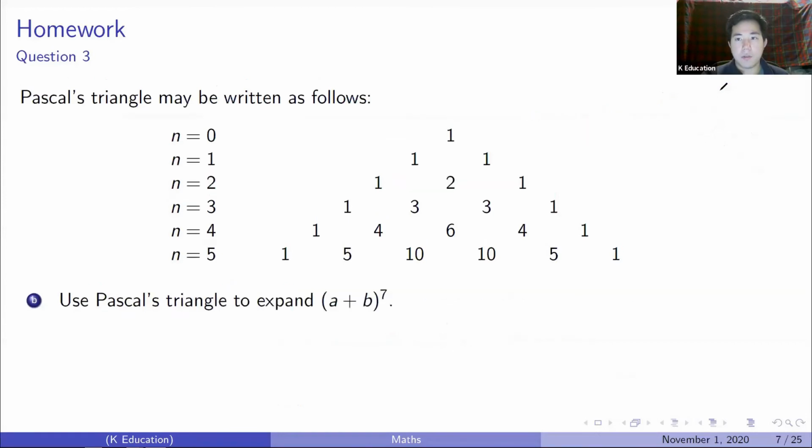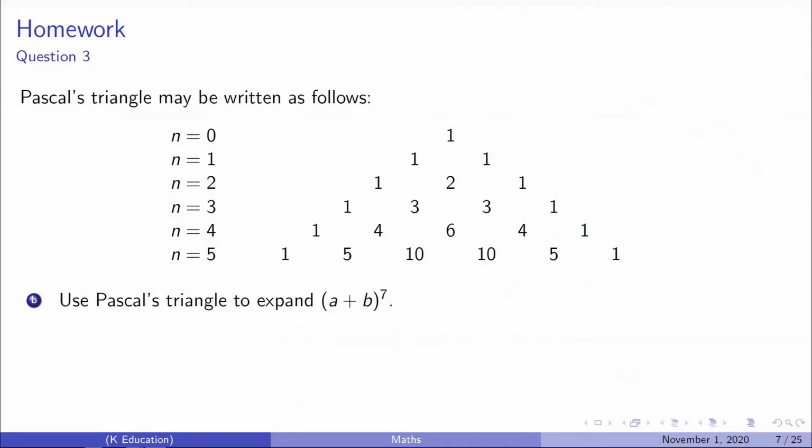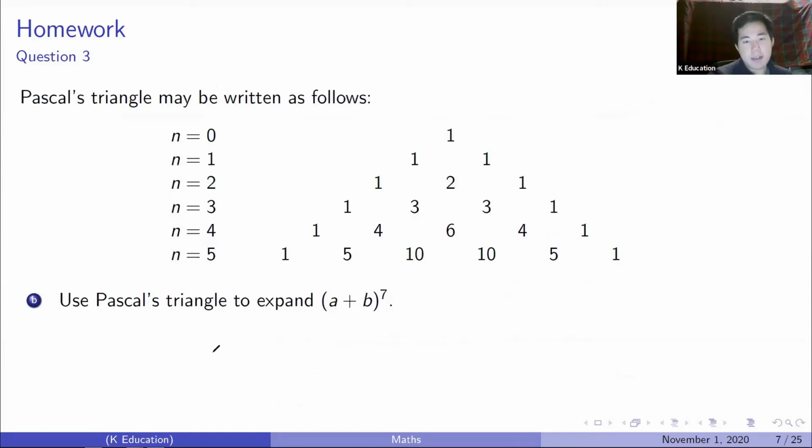So for part B, Audrey, how do you expand a plus b to the power of 7? Do you do a to the 7 plus b to the 7? Okay, so a common mistake, let me say it again: a plus b squared does not equal a squared plus b squared. People say that, but that's not true. You can just work it out. If you put in any values for a and b, you'll see it doesn't necessarily work.